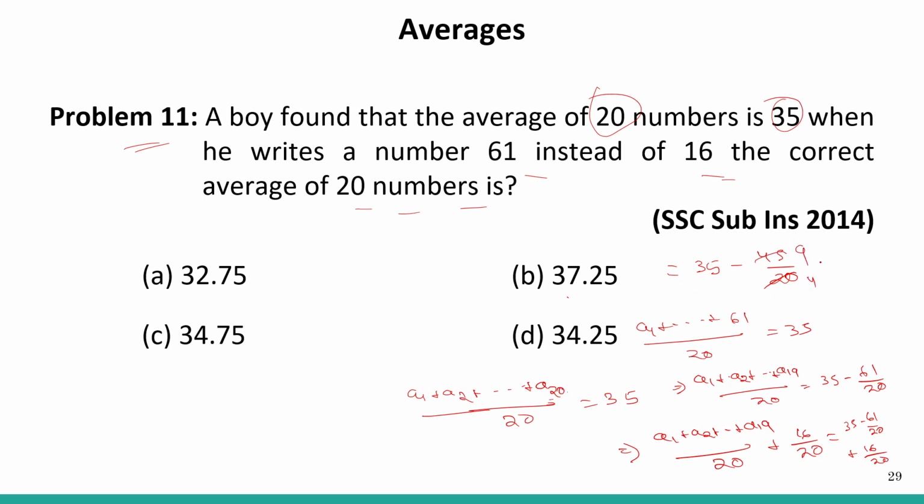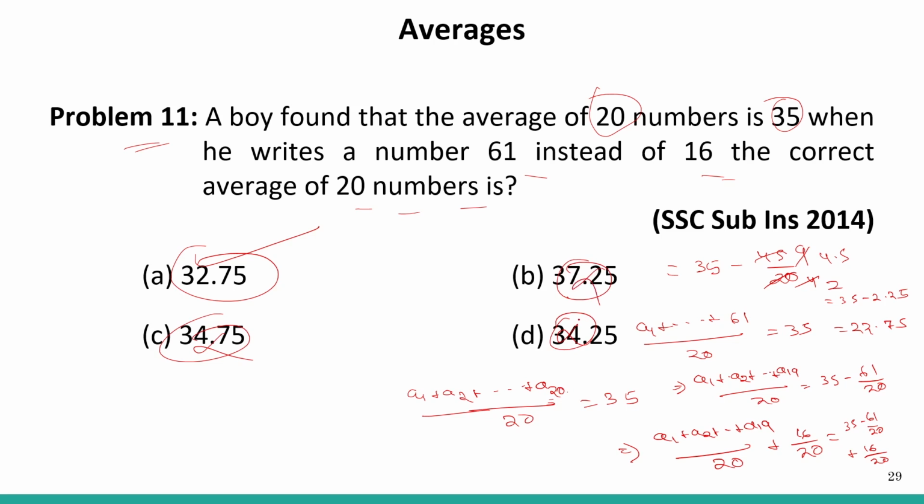So 9 by 4 is equal to 2.25. So this is equal to 35 minus 2.25, which is 32.75, right? 32.75. That is, option A is actually correct. These are all wrong options.